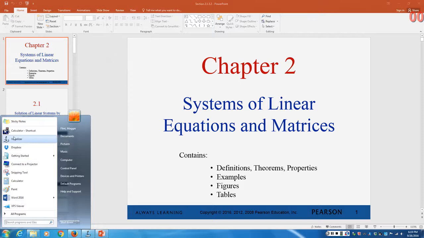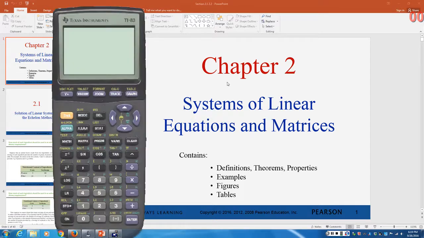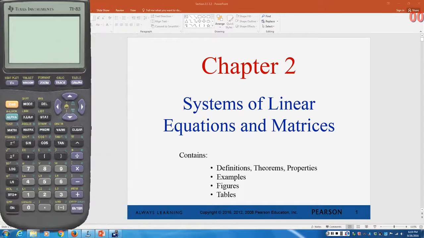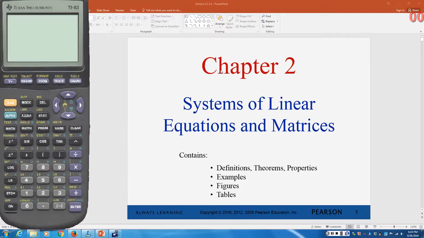And we're going to be using the calculator in this chapter a lot, because the arithmetic's not hard, but it's tedious. Very tedious. Okay, chapter 2 is about systems of linear equations and matrices. And matrices are the same thing as a system of linear equations.